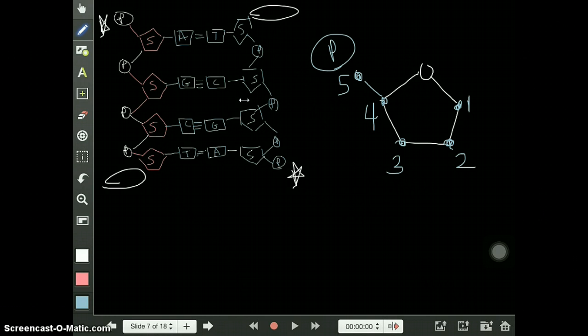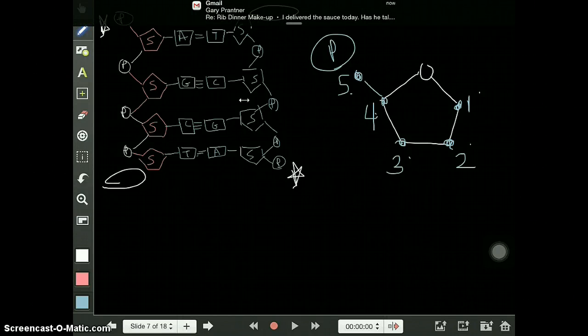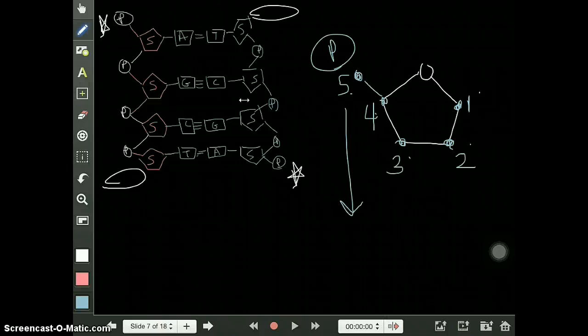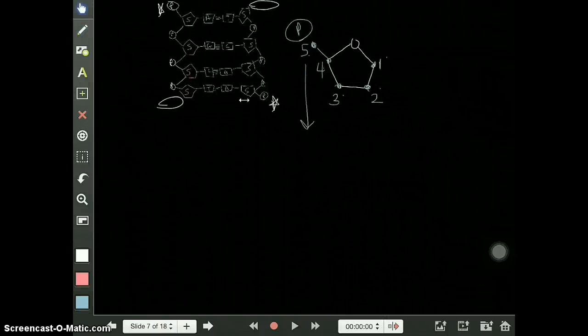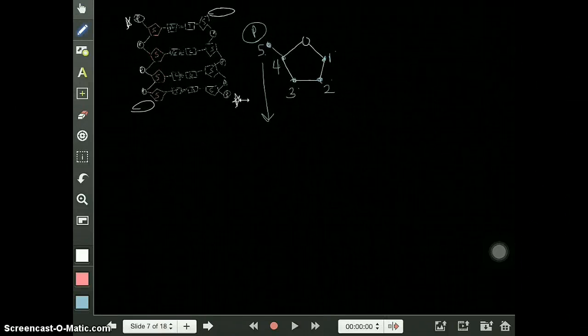So if I look at my carbons, I call this carbon 1, 2, 3, 4, and 5. And so I'm going to build a brand new nucleotide. If I want to add a brand new nucleotide on, I'm going to make it going from 5 prime to 3 prime, or our fifth carbon to our third carbon.